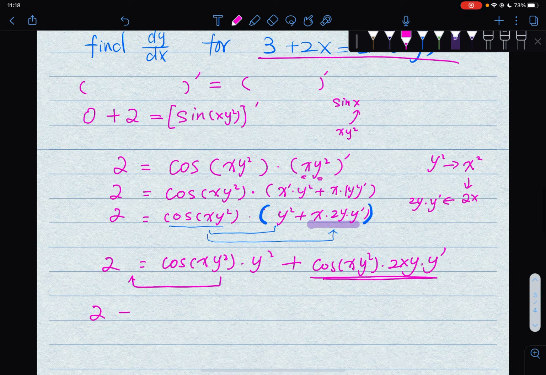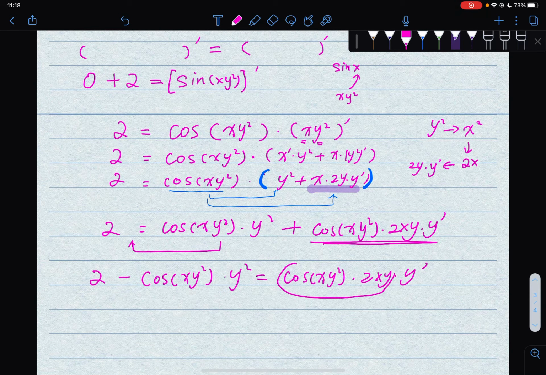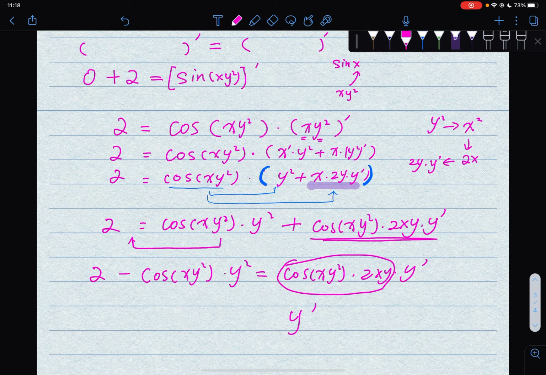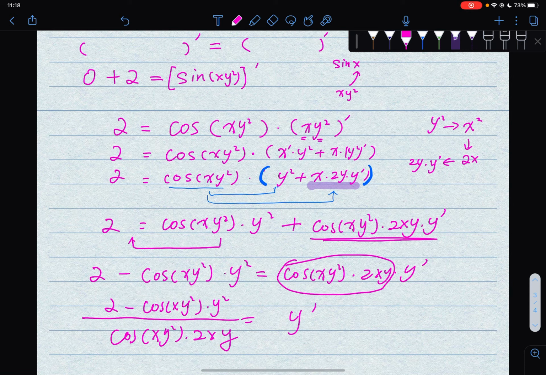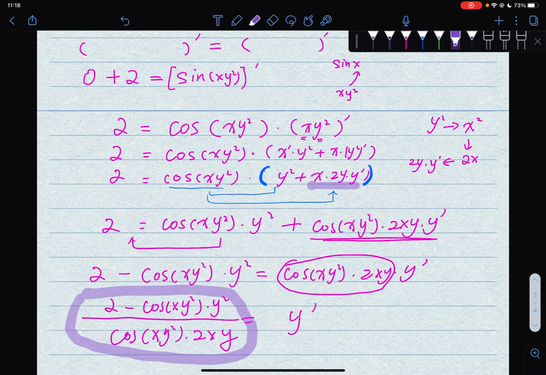That is to say, 2 minus cosine of xy squared times y squared is cosine of xy squared times 2xy times y prime. So all you need to do now is get rid of the coefficient so you can isolate your y prime. You have your numerator here, which was the original left-hand side, and then you divide it by the coefficient on the right-hand side. So you could now get your final answer, which is the expression that looks like this.